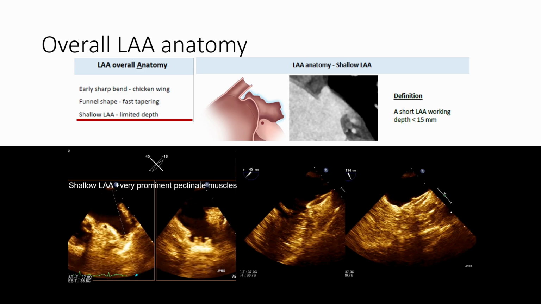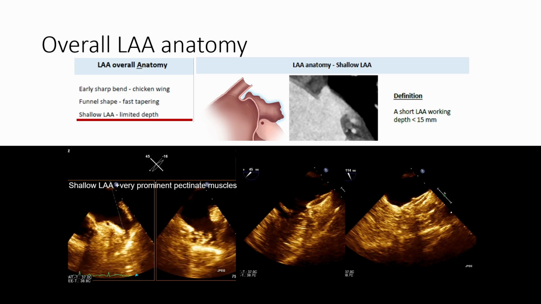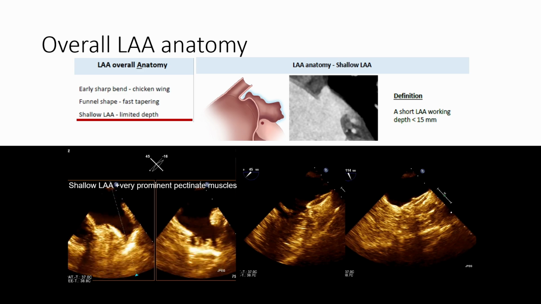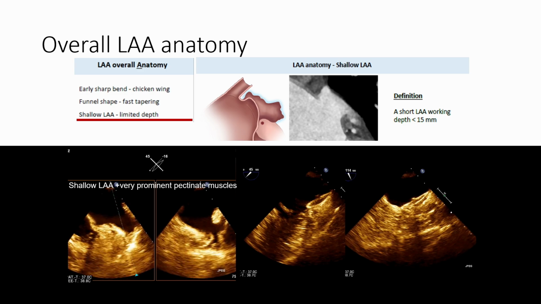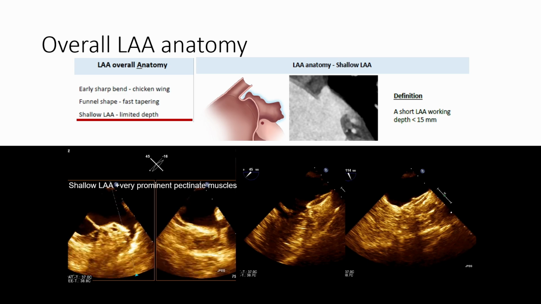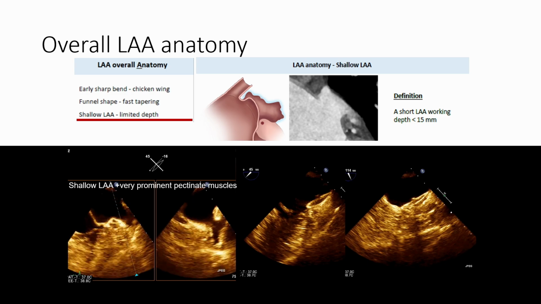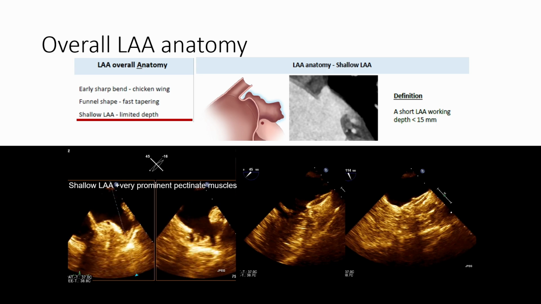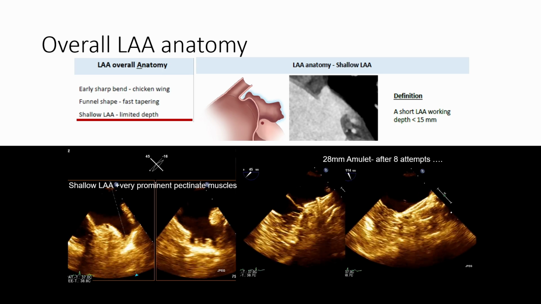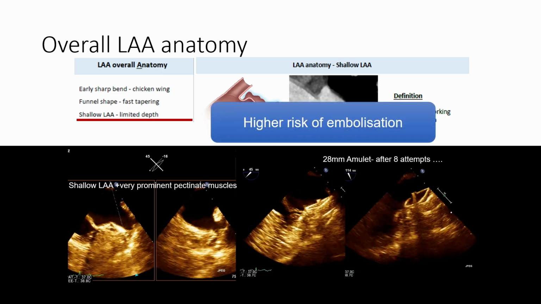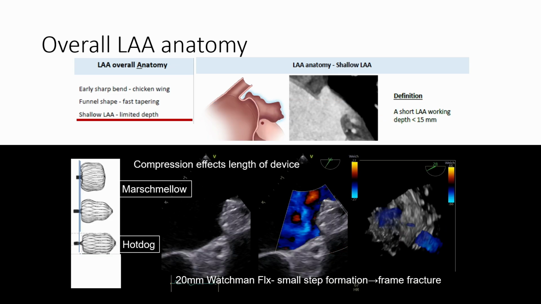Shallow implantation, this is indeed, I think, one of the most difficult situations. And if you run into a situation like we see it here, you don't only have a short depth for implantation, but you also have nasty, stiff pectinates like here. So this was a case where it took 8 attempts to finally implant the device. So this is something which contributes to the complexity, definitely, as we can see it here in a TE example.